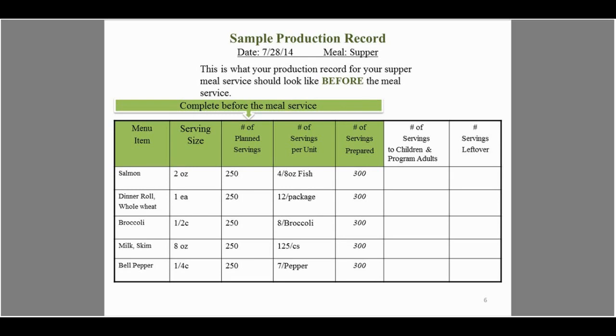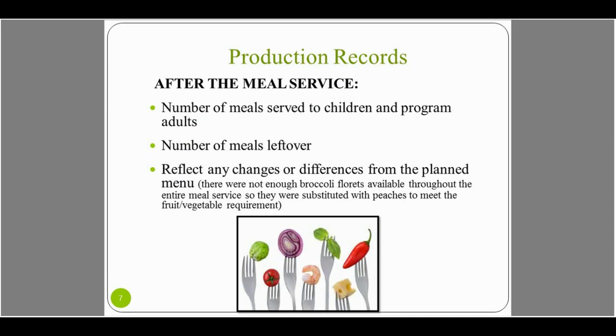The column labeled Number of Servings Prepared is where your staff preparing the meal will write the number of portions they prepare for each meal service. After completion of the meal service, your staff will enter the number of meals served and the number of leftovers. This is where any food substitutions can be recorded as well. Be sure you are also documenting the number of meals served to program adults and meals served to non-program adults on your production records.